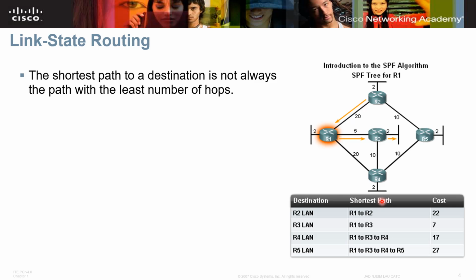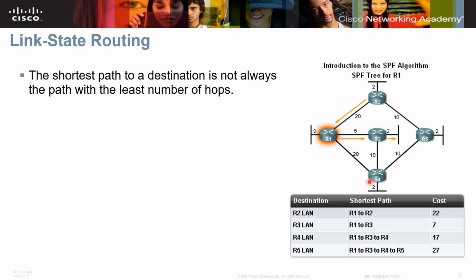This is what I told you. The shortest path will not always be the path with the least number of hops. Because if I need to reach from R1 to R4, what is the path with the minimum number of hops? That is the direct path with cost 20, the path with minimum number of hops. There is another path, which is R1, R3, R4, with costs 5, 10, and 2, total 17. This is the minimum cost path.